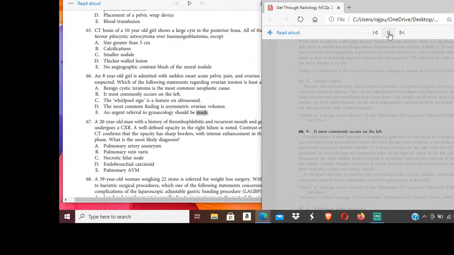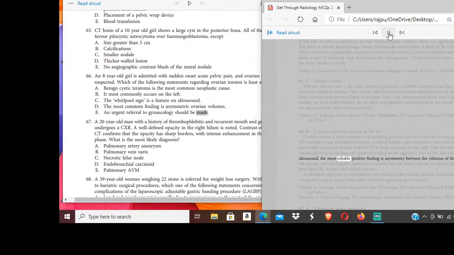66. B. It most commonly occurs on the left. Ovarian torsion is most common in prepubertal girls and may be caused by ovarian enlargement, for example owing to neoplastic causes, of which benign cystic teratoma is the most common, or abnormally increased adnexal mobility. It is more common on the right than the left, which is postulated to occur because of a protective effect of the sigmoid colon on the left side.